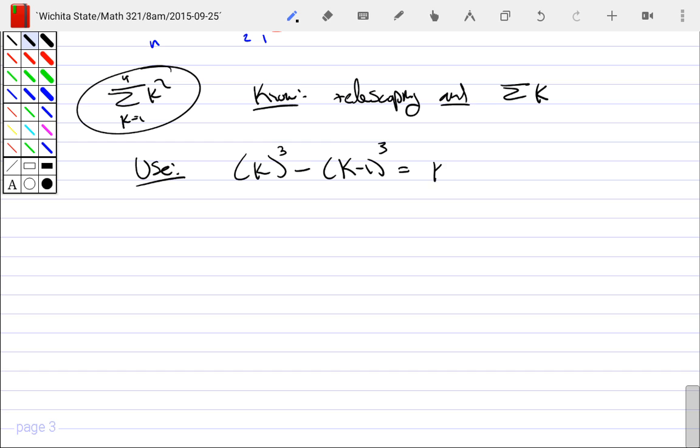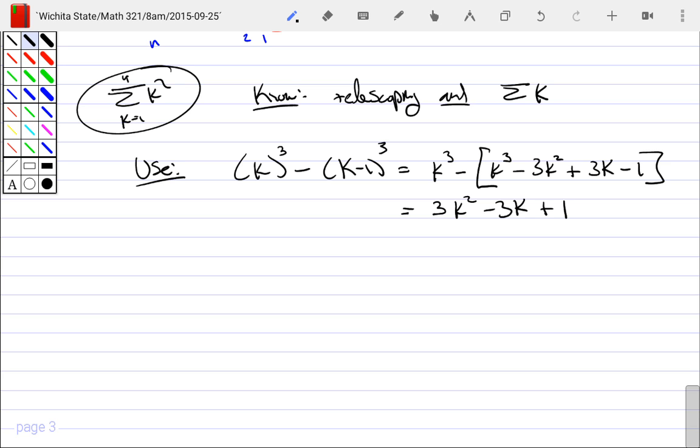That's k cubed minus what? What is k minus 1 cubed? K cubed minus 3k squared plus 3k minus 1. So using a little bit of algebra, what happens to my k cubes? Cancel, and what do I have? 3k squared minus 3k plus 1.